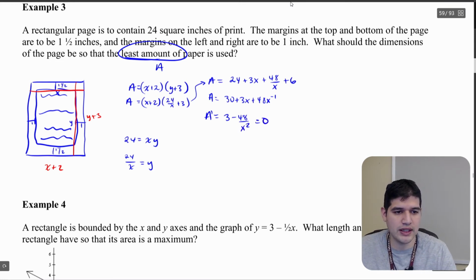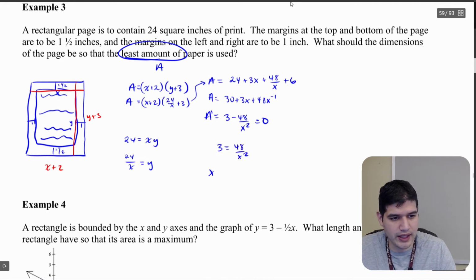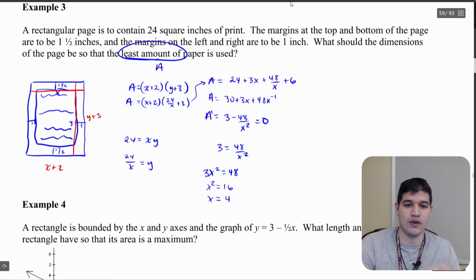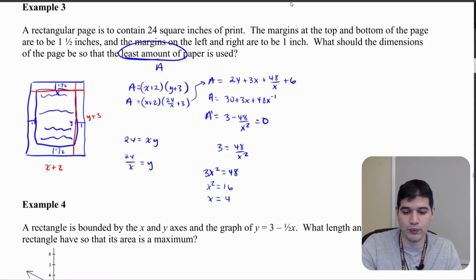And we want to set this equal to 0. So I'm going to get 3 equals 48 over X squared. Solving for X, 3X squared equals 48. Divide that by 3 and I get 16. And then the square root of 16 will get me 4. Okay, let's see what we found now.